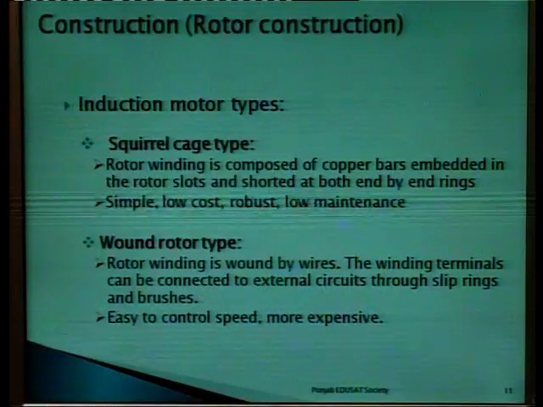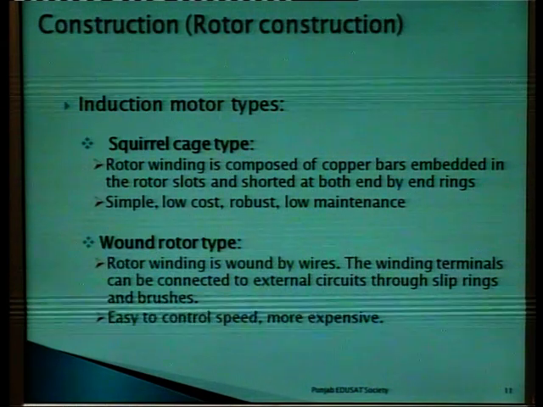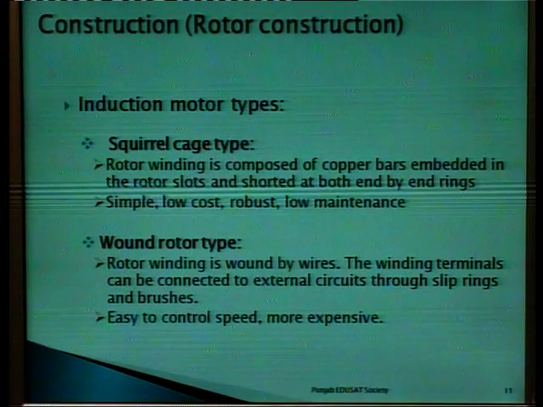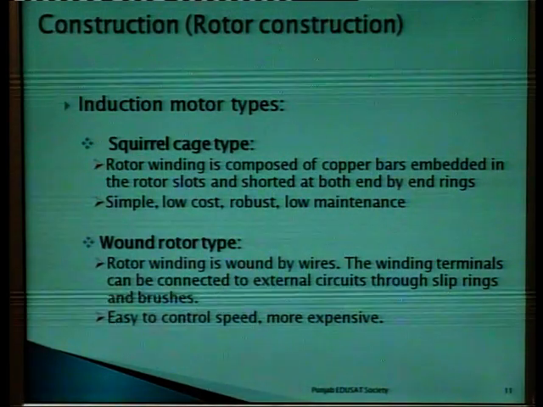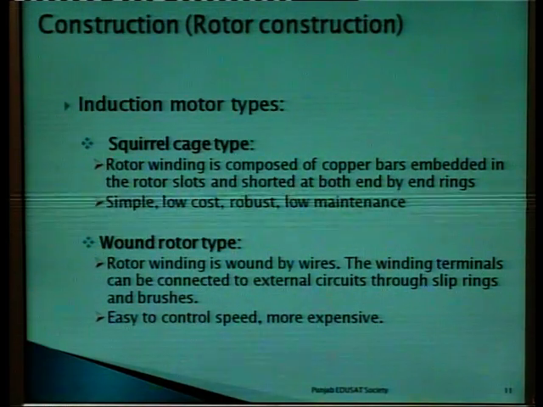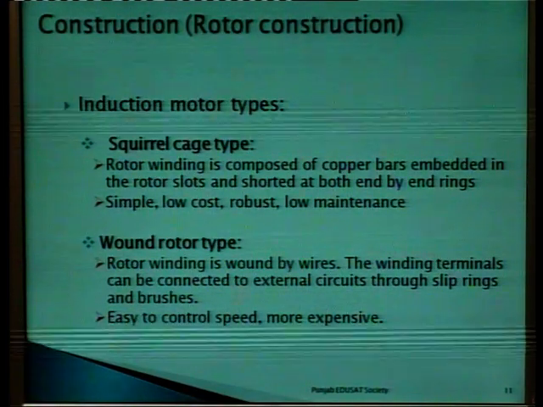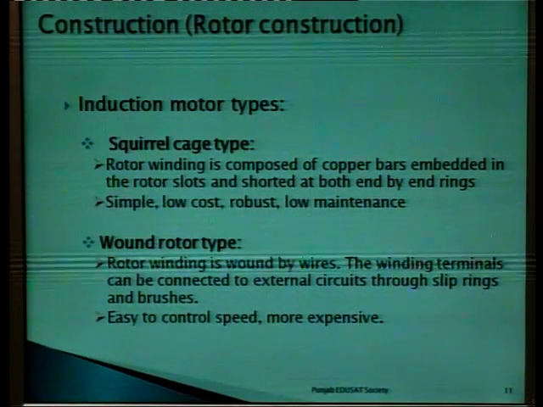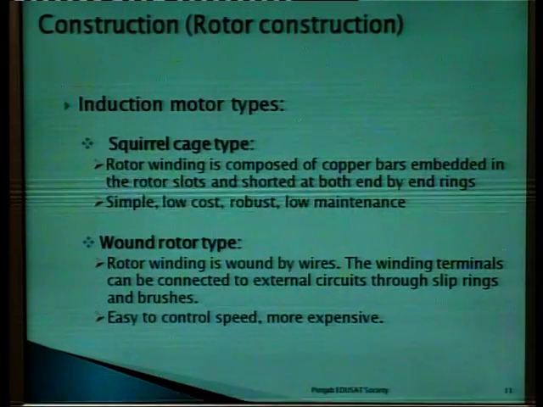Induction motor types. Squirrel cage type rotor winding is composed of copper bars embedded in the rotor slots and shorted at both ends by end rings. Simple, low cost, robust, low maintenance. These are the properties of the squirrel cage type rotor. These are the bars which are shorted at both of the ends by the end rings, and this is the simple construction of the rotor. Cost is very low, robust in nature, and maintenance required for this type of rotor is very low.